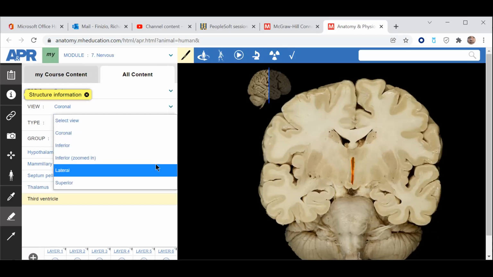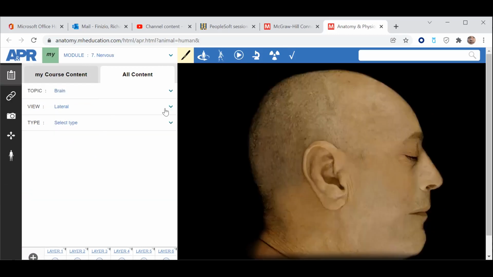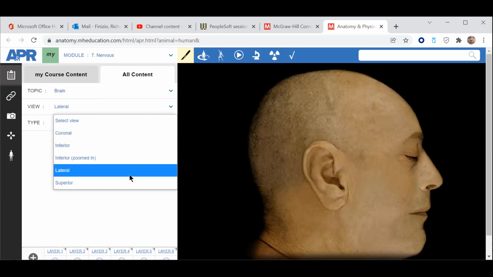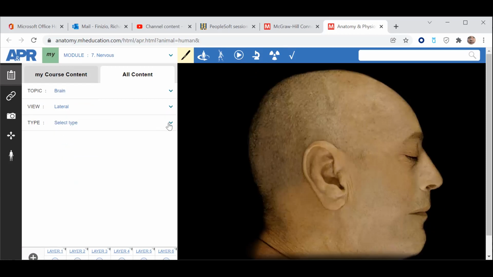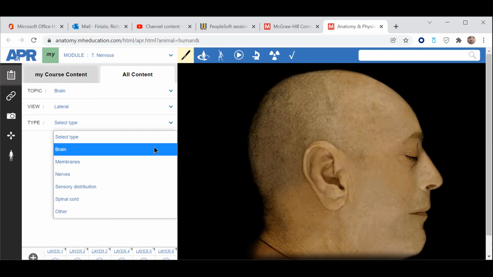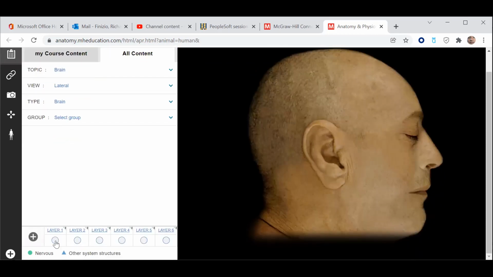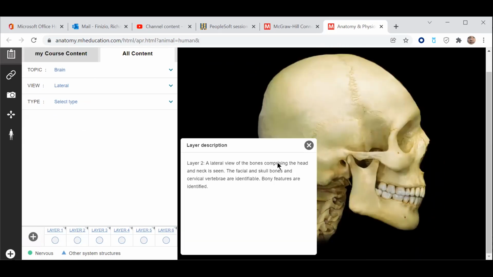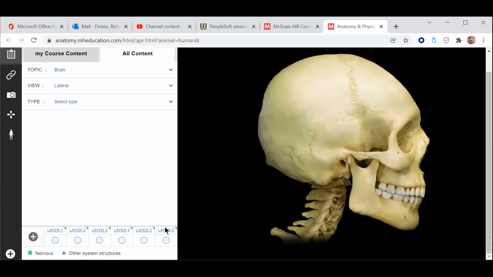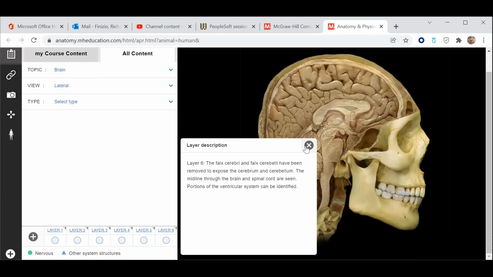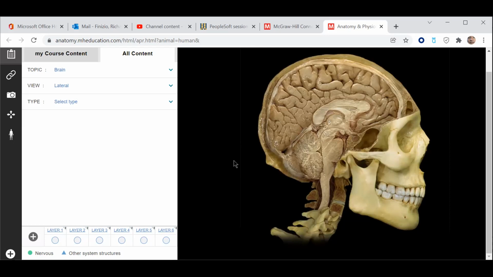I couldn't get that before for some reason. Lateral. And we want to see the brain. I don't know why it's not changing. Layer, here you go.